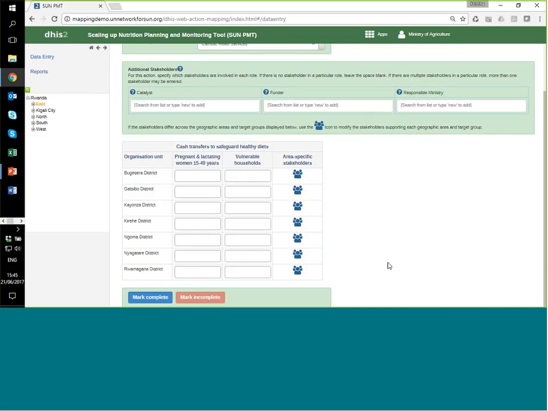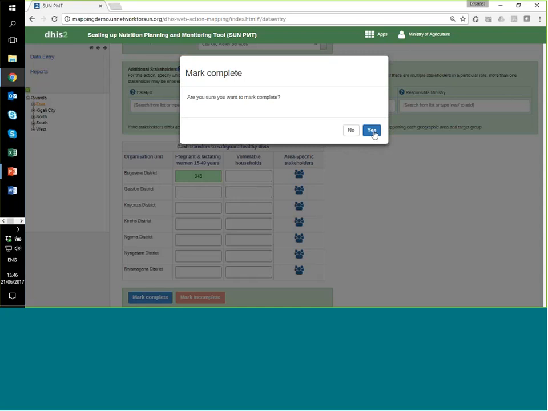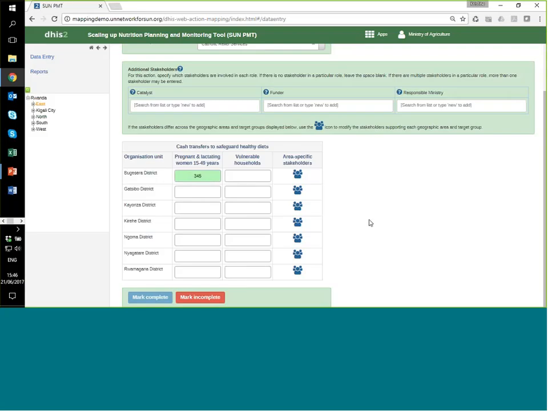Finally, the final part of data entry is entering the beneficiary data at the district level. So for this action, let's say that we want to enter beneficiary data for pregnant and lactating women who are receiving this action. And so we can enter our data at the district level, and once we see that the data has turned green, we know that the data has been registered in the system. Furthermore, we can also mark the action as complete. This tells the system administrator or the technical mapping lead that the data is complete and ready for analysis. So that is all there is for data entry.